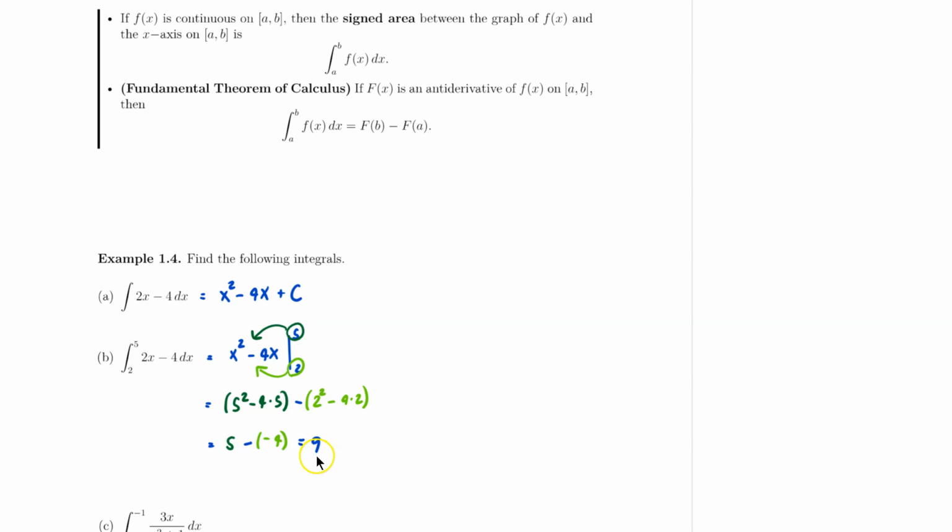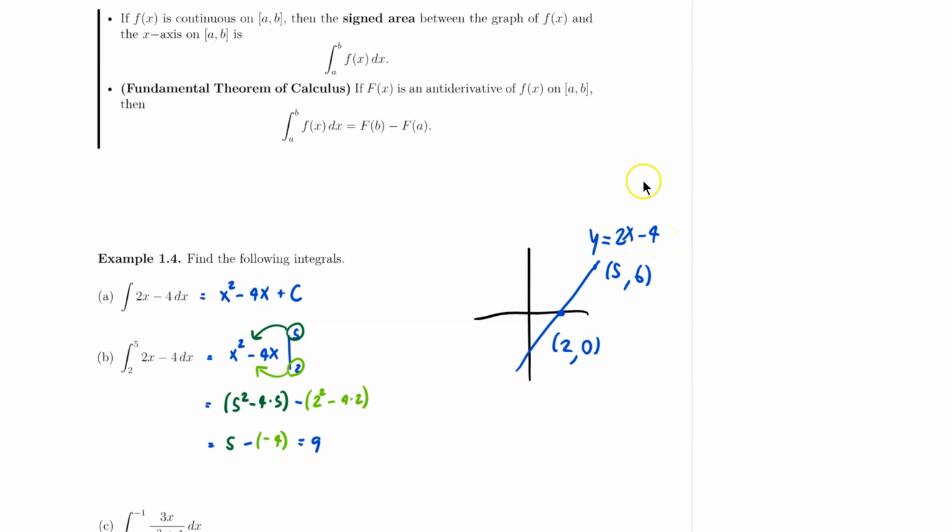Now this number 9 actually represents the signed area between the graph of the function and the x-axis. If I actually plot the graph for this, let me do it here. The graph of 2x minus 4 is just going to be a straight line. So this is my y equal to 2x minus 4. The slope is 2, the y-intercept is negative 4. When x is equal to 2, I plug 2 in. 2 times 2 minus 4 is going to be 0. And when x is 5, 2 times 5 minus 4 is going to be 6.